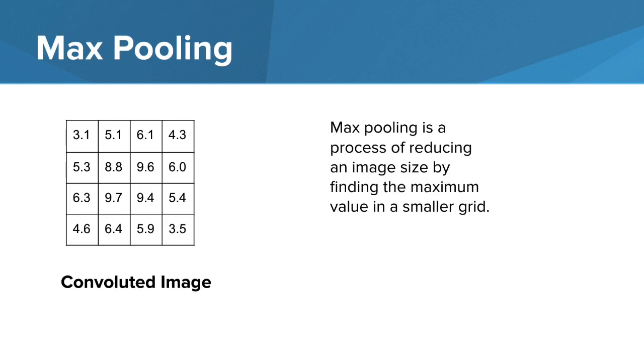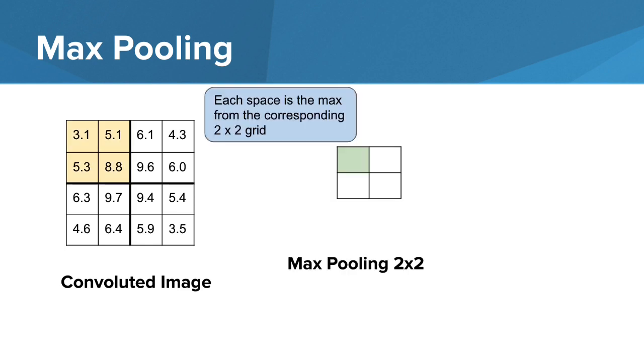Now the second part of our process is called max pooling. Max pooling is the process where we reduce the image by finding the maximum value in a smaller grid. We're going to use a 2x2 max pooling grid, so we split our image into 2x2 grids. When we do that, we take each of those grids, find the maximum value, and translate that over into our new image.